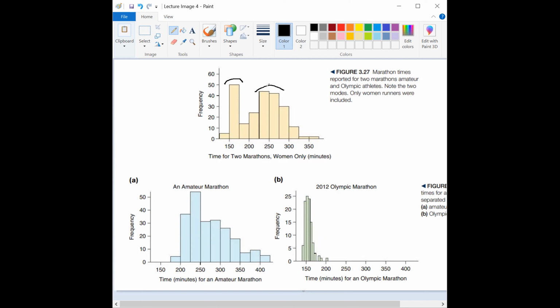But anyway, the point is that if you take the data and break it apart, suddenly it's a lot easier to wrap your head around it and what to do with it. Okay, and so that's usually going to be your strategy, to try and break it apart rather than use the mean or the median on this combined distribution.